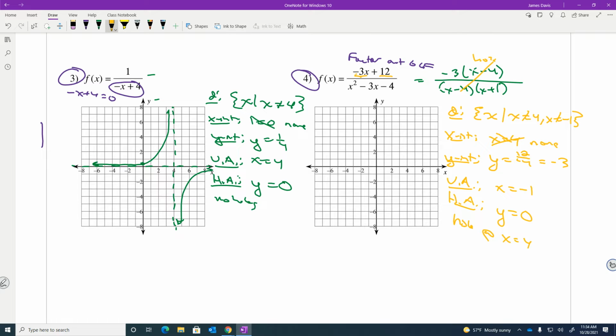No x-intercept, we can't plot that. Y equals -3. Vertical asymptote at x equals -1. Horizontal at 0. And the hole, which should look like a hole there, keep going. And then any questions on those two? All right, let's look at the back.